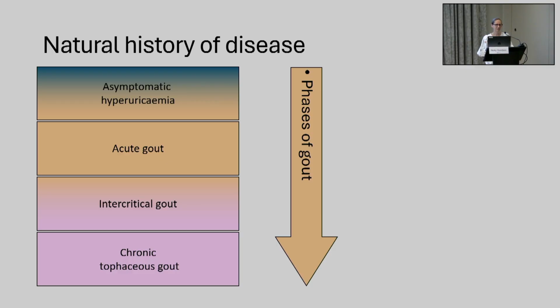This is the natural history of disease. So we start off with hyperuricemia, which can exist for many, many years and never lead to an attack of gout. Then over time, some people will go on to get an acute attack of gout, and if that's left untreated, they will likely go on over years to develop this intercritical gout where they'll get recurrent episodes of gout, and then they'll eventually develop chronic tophaceous gout.